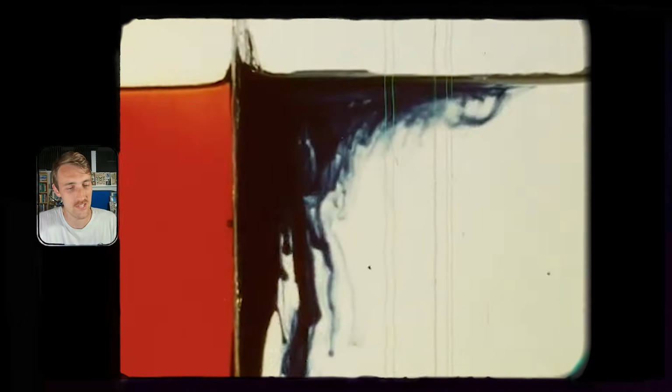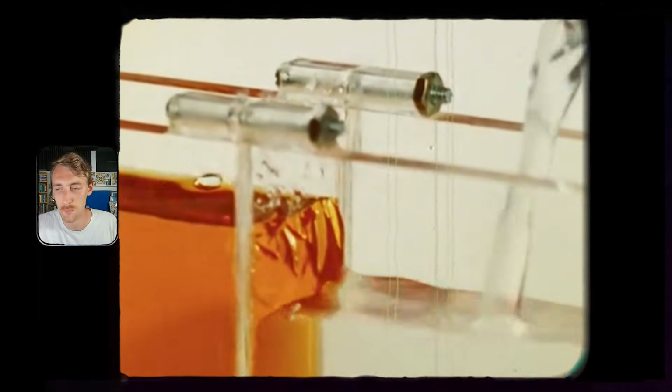This is cool, though. You are seeing the iodine travel through the permeable membrane into the starch solution.